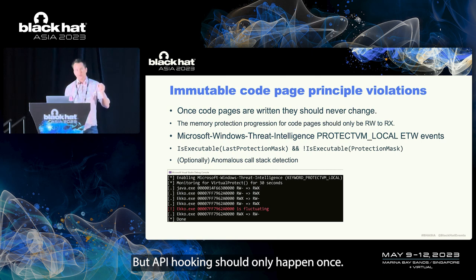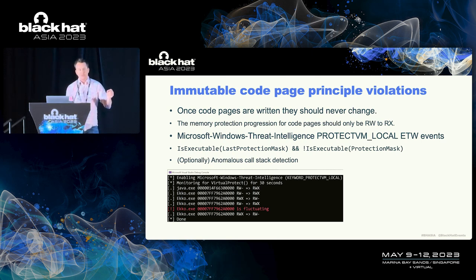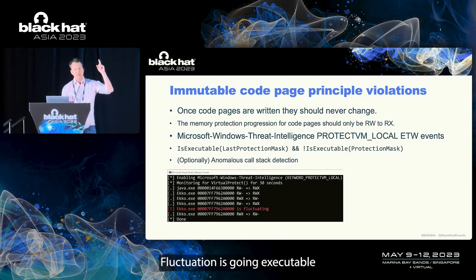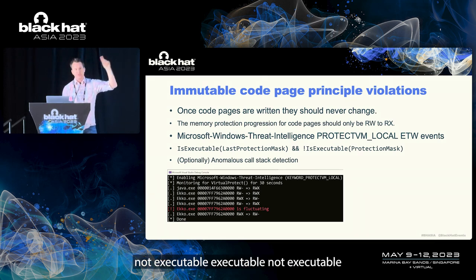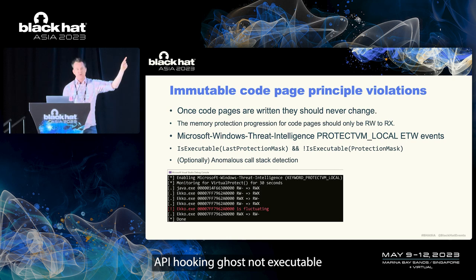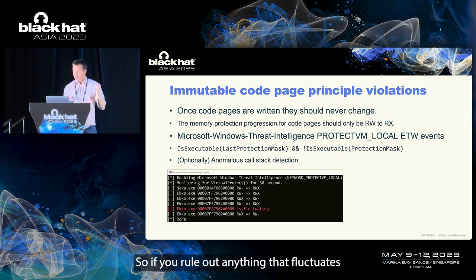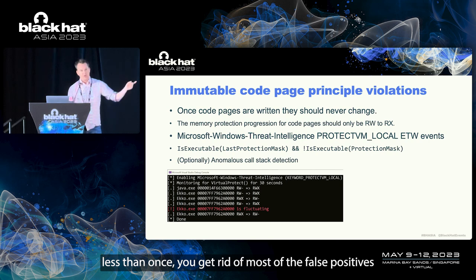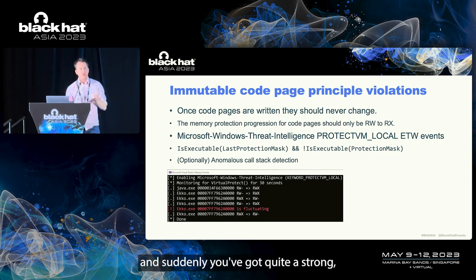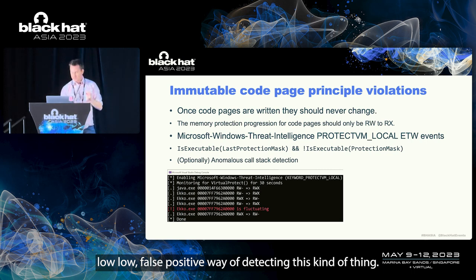But API hooking should only happen once. Fluctuation is going executable, non-executable, executable, non-executable, executable, non-executable. API hooking goes, oh, non-executable, executable, non-executable, stops. So if you rule out anything that fluctuates less than once, you get rid of most of the false positives, and suddenly you've got quite a strong, low false positive way of detecting this kind of thing.